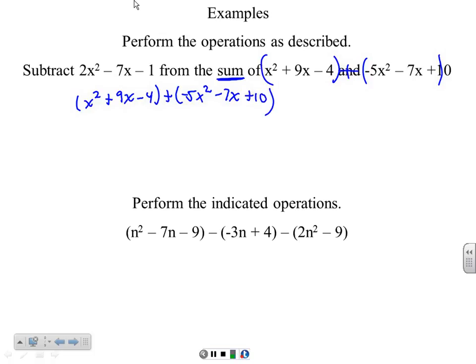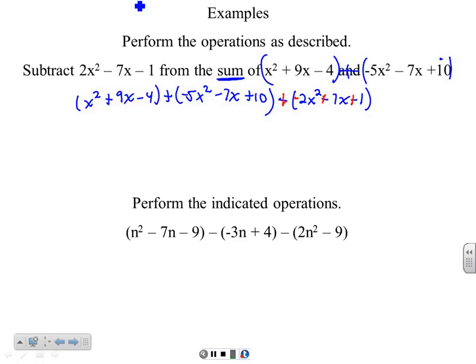And then we're going to take from that the 2x squared minus 7x minus 1. And so again, if you want to cross the line, change the sign, you can. So we'll go ahead and do that. We'll add the opposite, basically, is what we're doing.